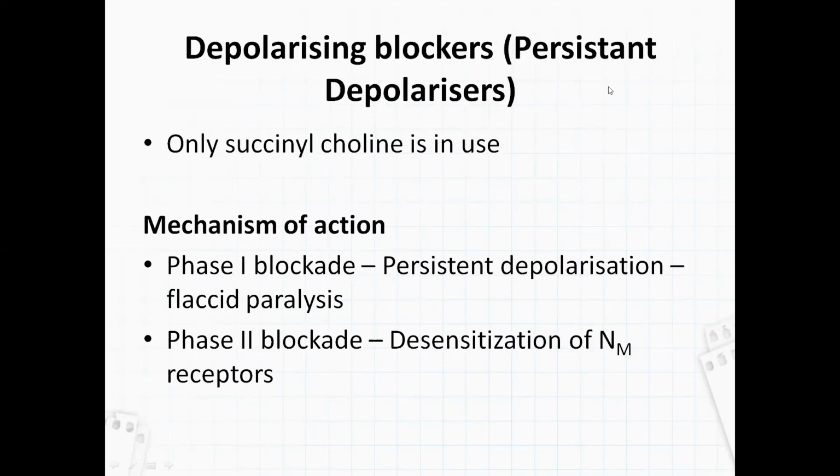Coming to depolarizing blockers. Depolarizing blockers are also called persistent depolarizers.